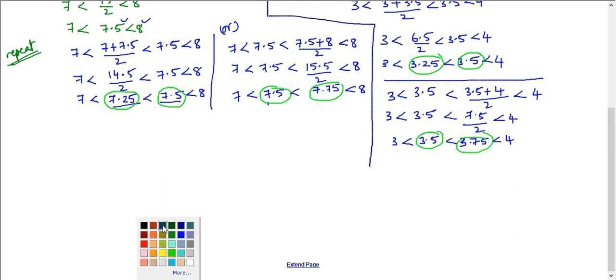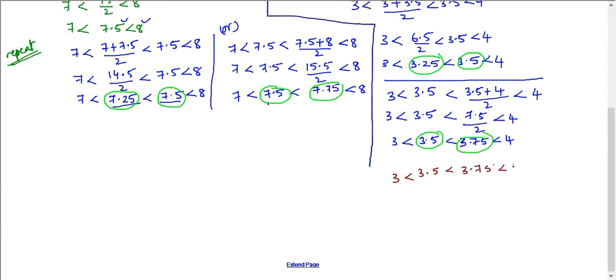Okay, let me take another color so that it's actually quite differentiating for you. And then we take 3 less than, I told you, right, you can pick any one set and do it. So I'll pick this one. So 3 less than 3.5, okay, less than 3.75 less than 4. I'm taking this one. If you wish to pick the other one, yes, you can do so. If you feel this is easier, you can do that. It's completely fine. I'm picking the second one because it's already existing there.